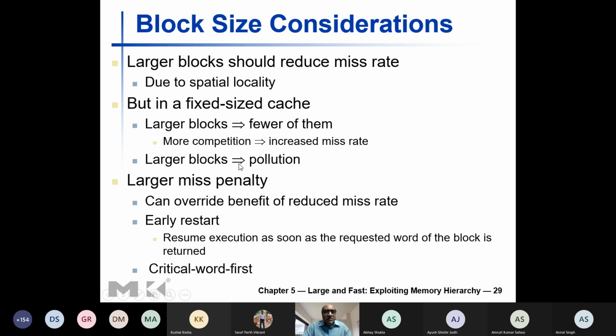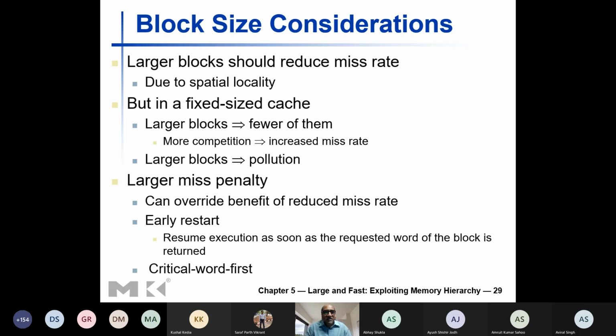Another thing is larger blocks. If the block size is too large, it leads to pollution. Pollution means that in that block, most of the information may not be required by the program in successive executions. Even though the block size is larger, the program is not using the block effectively. That means a lot of unnecessary information is brought into the cache, which is not used by the CPU because of larger blocks.